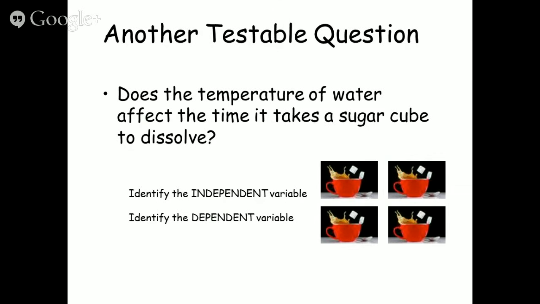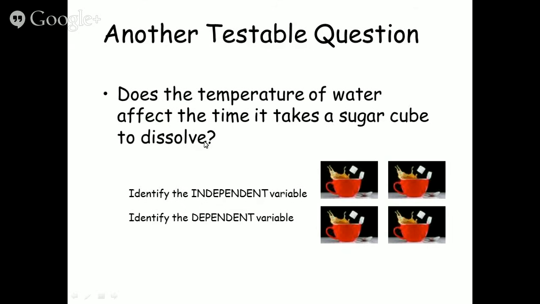Does the temperature of water affect the time it takes a sugar cube to dissolve? What is the independent variable? The one that you change, remember. So the one that's going to change every time is the temperature of the water. You're going to put the sugar cube in ice cold water, lukewarm water, boiling hot water. So then if the temperature is the independent variable, what is the dependent variable?